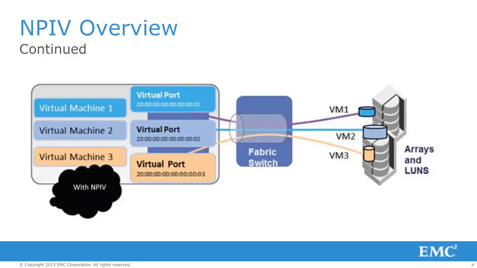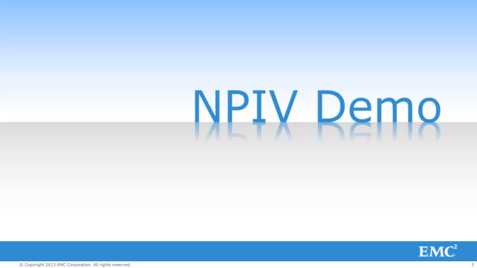Here is an example of an MPIV environment. You will see that the physical server on the left has 3 VMs deployed. Each VM will have its own virtual worldwide port name associated with it. These virtual worldwide port names will be passed to the fiber channel switch, which then can be zoned to a unique storage port. Let's dive into the demo.